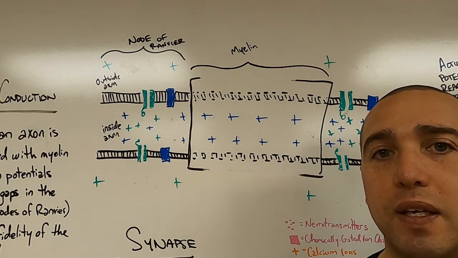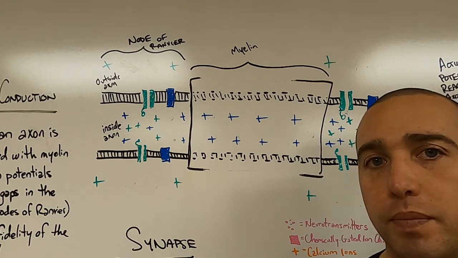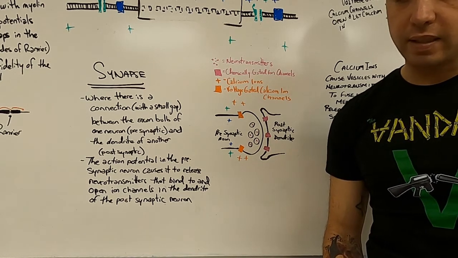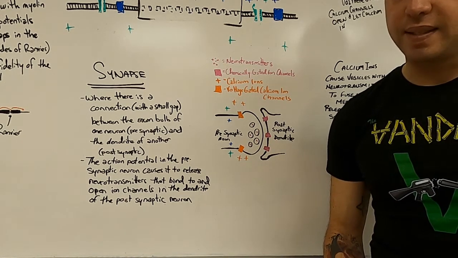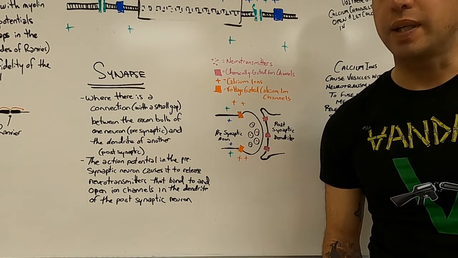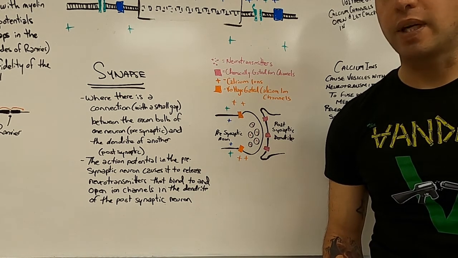But it's all because of the myelin being targeted by the immune system. Now, hopefully you've heard the word synapse before, or synapse firing. And what that really means is it's the gap between one neuron and another, the axon of one and the dendrite of another. Those are called pre and post synaptic neurons.